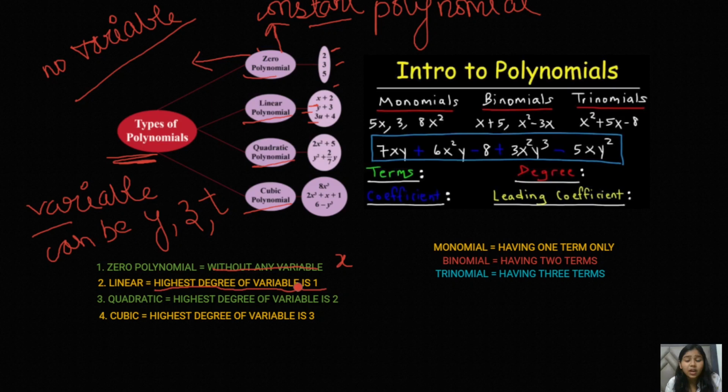It can be any alphabet. So quadratic polynomial, as the name suggests, in the case of quadratic polynomial, the highest degree of the variable is 2. For example, you can just have a look on this, that we can take 2x square plus 5 as an example for quadratic polynomial.